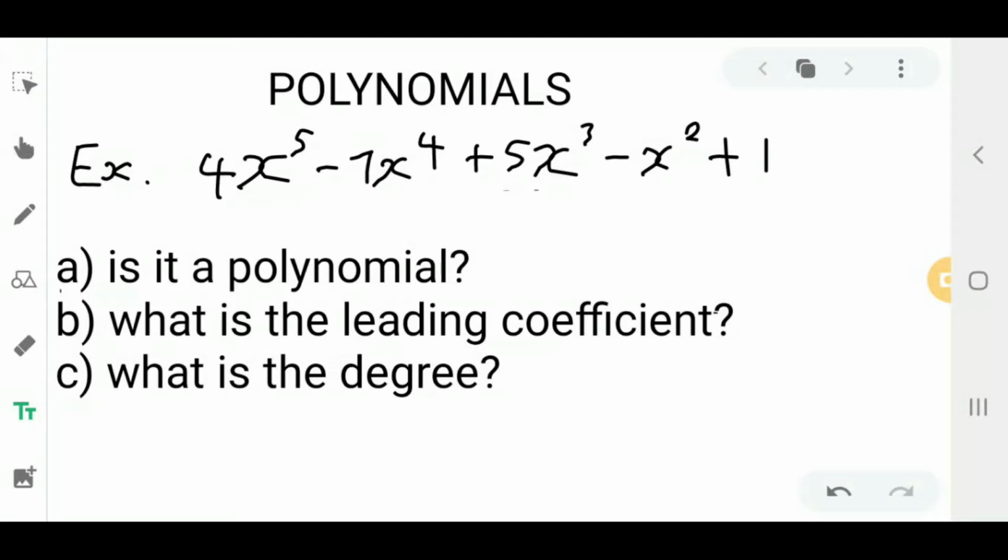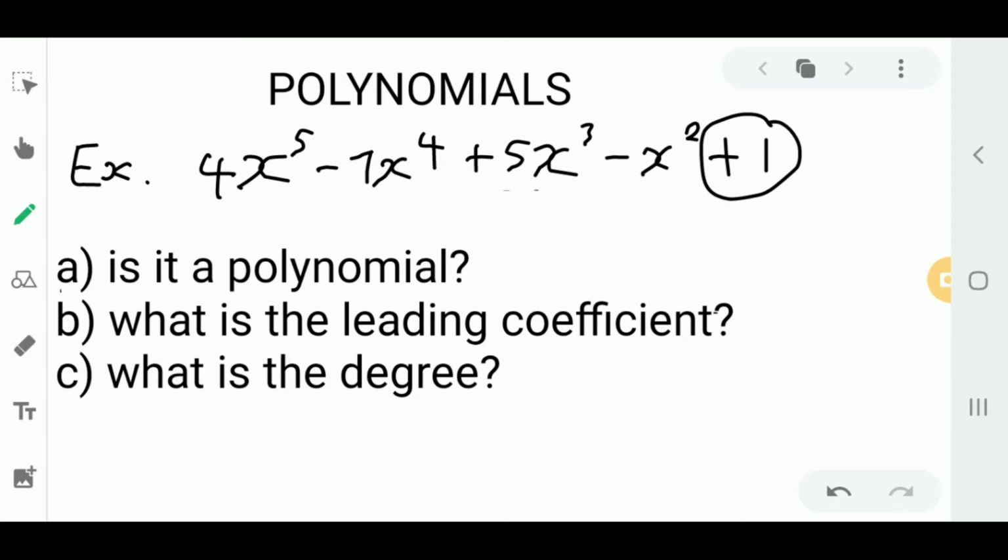Okay, so for this example here, 4x to the 5th minus 7x to the 4 plus 5x cubed minus x squared plus 1. Part A says, is it a polynomial? Now, if you look at each power, you realize that each power is a positive integer, except for the one here that is by itself. So, yes, it is a polynomial, since each power of x is positive except the constant term. Once there's a constant term, there's no x attached to it, so you wouldn't consider it. So that means it is a polynomial.